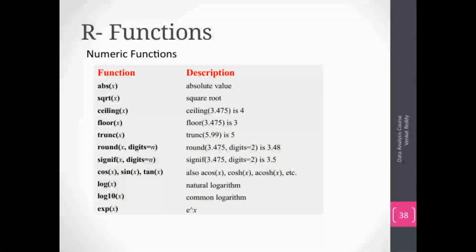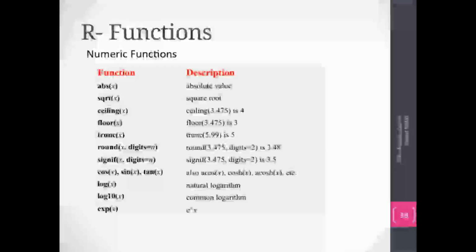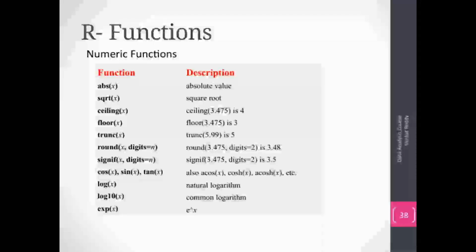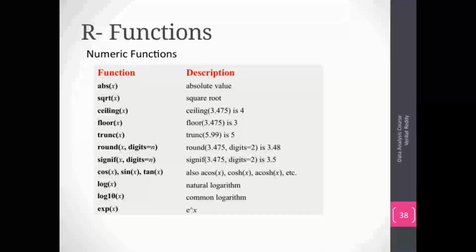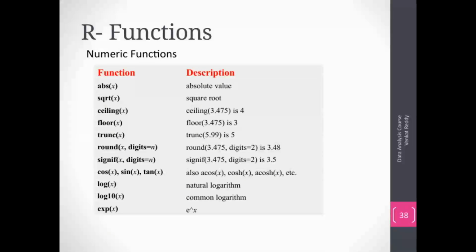There's also the signif(x, digits=n) function, which adjusts the number to a specified number of significant digits. So signif(3.475, digits=2) results in 3.5. Now, beyond these basic functions, R offers a suite of mathematical functions like acos(x), cosh(x), acosh(x), and others, which are essential for more advanced calculations.